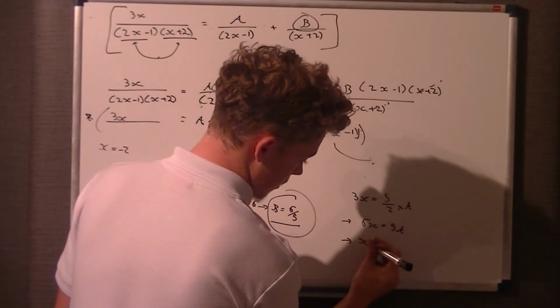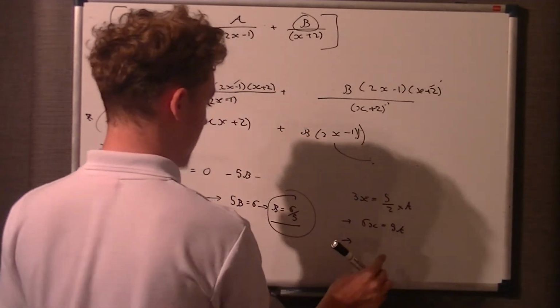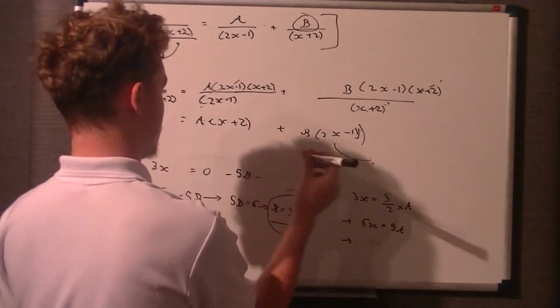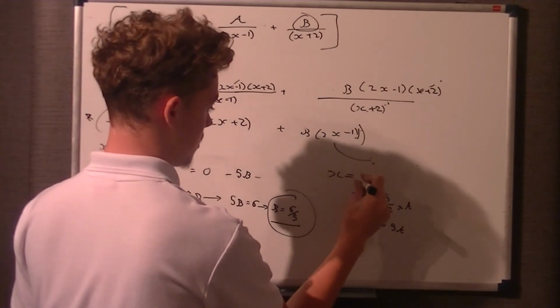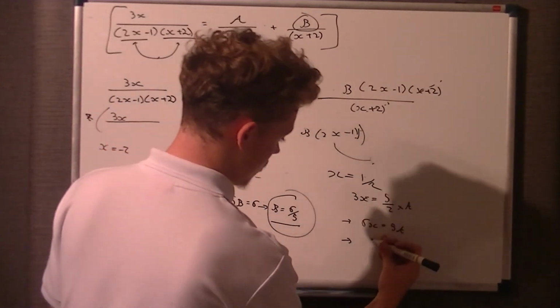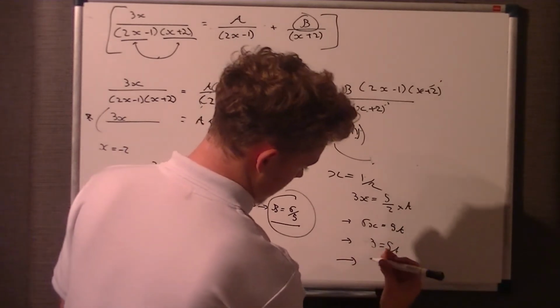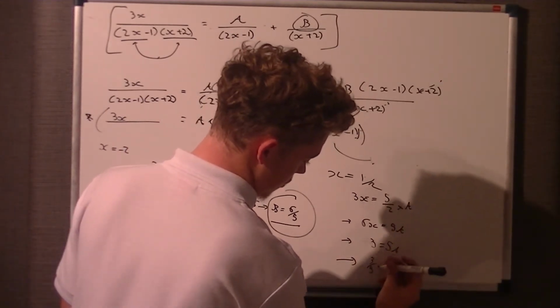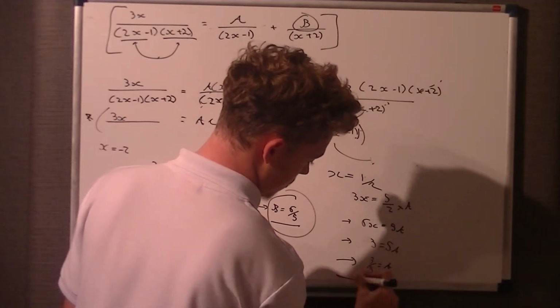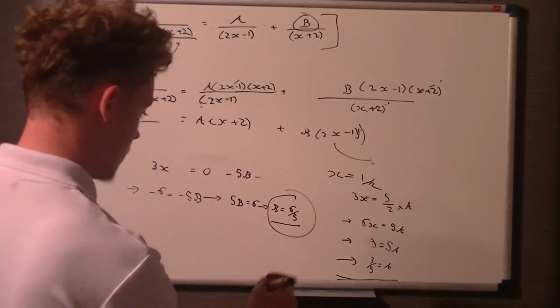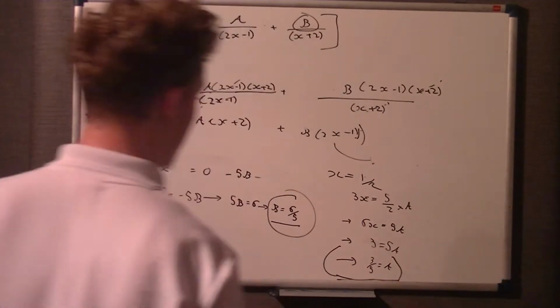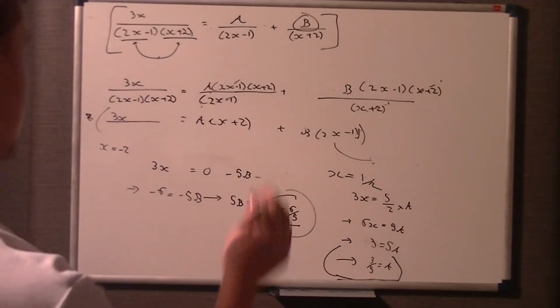So if we know what x is, in this instance x equals a half, so 3 equals 5a. Therefore, 3 over 5 equals a, which is 0.6. Okay, so they're your two answers. And then what you'd simply do is, you know what b and a is, you just rewrite them in.